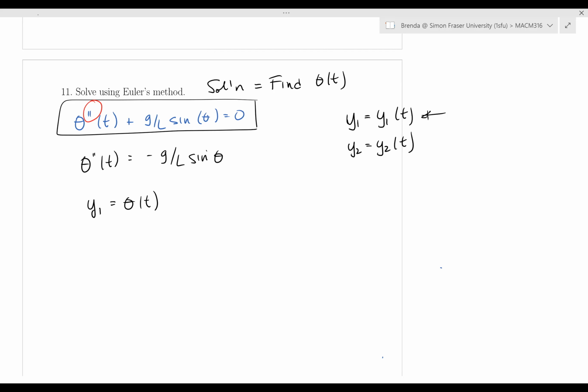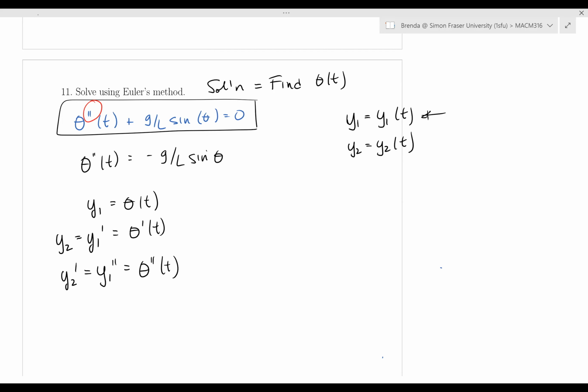Then we are going to take the derivative. y1 prime is going to be theta prime of t. I'm going to associate that with y2. I just took the derivative of both sides. Then I'm going to do exactly the same thing: take the derivative. We call this y2 prime. Taking the derivative, that's going to be y1 double prime, which is equal to theta double prime of t.